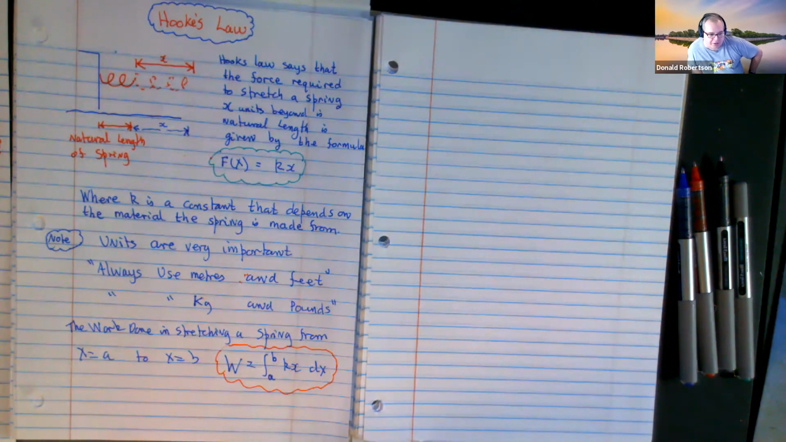If you make the spring out of slinky wire, it's a very small k value. If you make it out of a 1/2-inch stainless steel spring, you probably find that the k is in the hundreds.